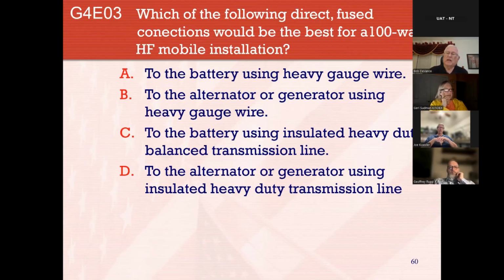To the battery using insulated heavy-duty balanced transmission line. Transmission line doesn't carry that kind of current. We never use transmission line to carry power. And or to the alternator using the same thing. So the remaining one that's left there is we use a heavy gauge wire straight to the battery through the fuses.